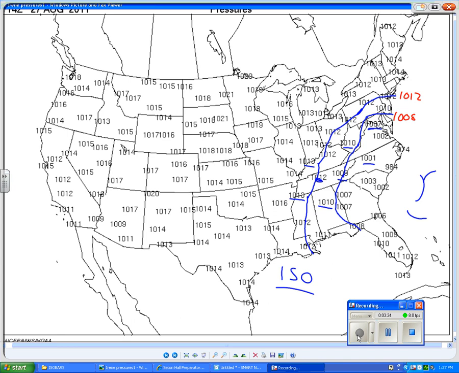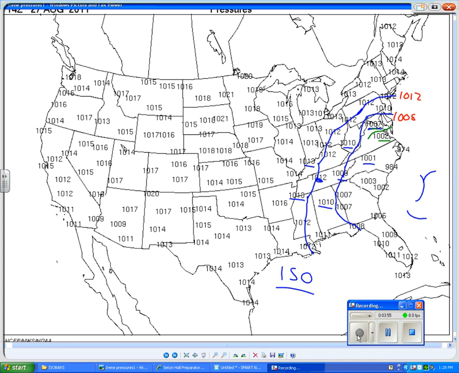So 1012, 1008. The next one's going to be 1004. I don't see 1004 on this map, but we need to draw one because there's evidence to support that, because there's 1002 and there's 1007. So we're basically going to pick a spot to sort of split those. And now we need to figure out where the 1004 is going to go.